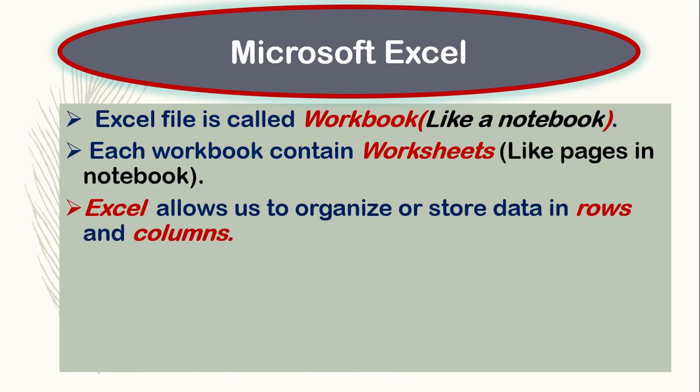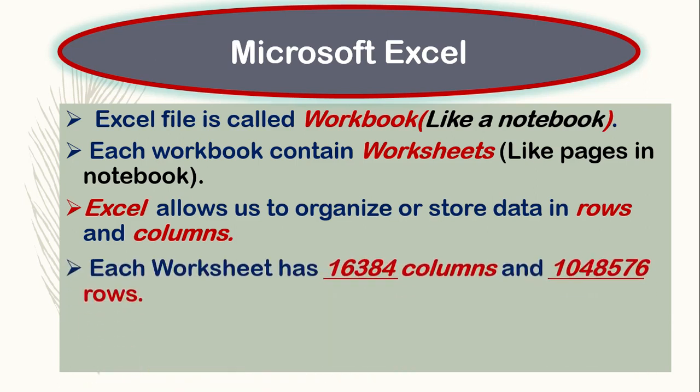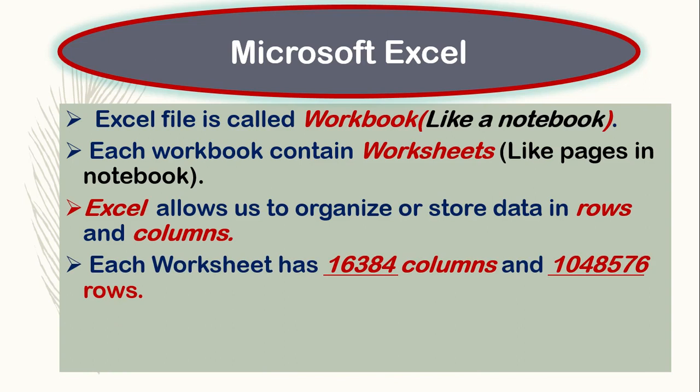Next point is Excel allows us to organize or store data in rows and columns. It means Excel always stores the data in the form of horizontal rows and vertical columns, and the collection of these rows and columns is called a worksheet. Each worksheet has 16,384 columns and 10,48,576 rows.